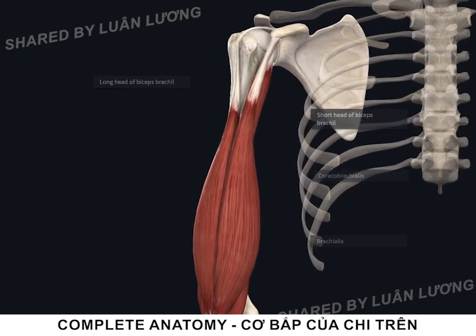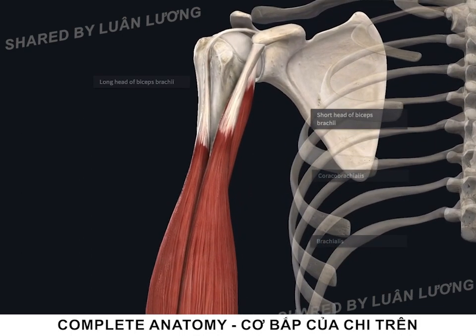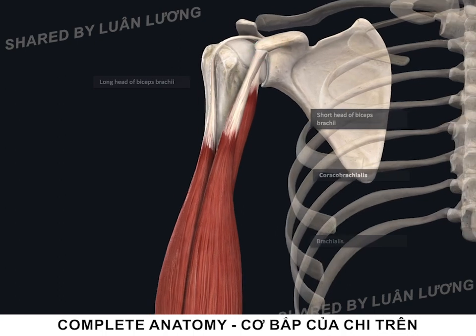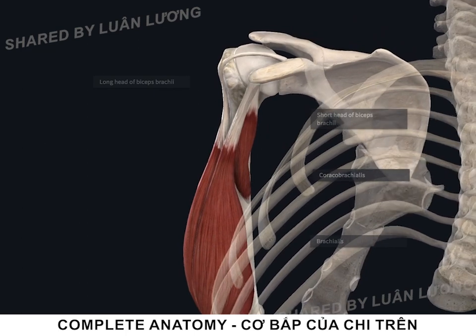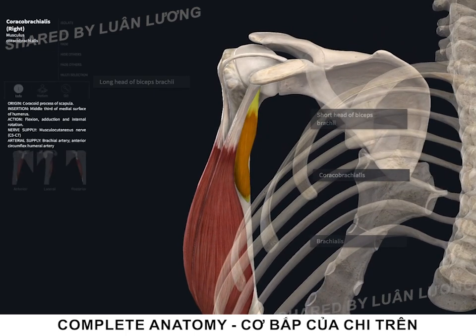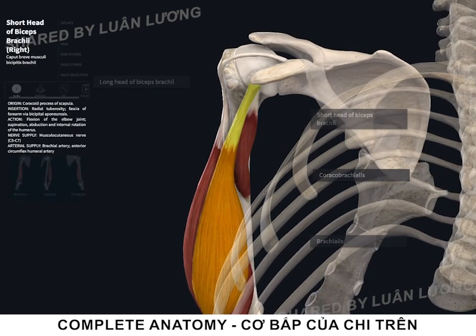The second muscle that we're going to see here in the anterior compartment of the arm shares an attachment with the short head of the biceps. This muscle is the coracobrachialis. Now, the coracobrachialis, as its name implies, will attach from the coracoid process of the scapula to the arm, or the brachium. And we can see here that this muscle is tucked underneath, or deep to, the short head of the biceps brachii.